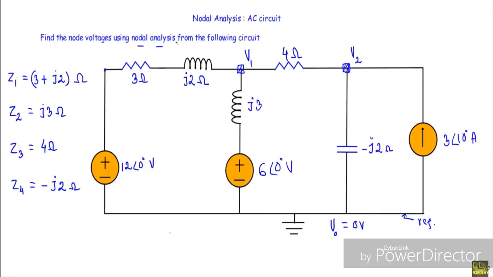All the currents at node number 1 will be unknown currents because there is no current source connected at node number 1. So the current in this branch will be equal to V1 minus 12 phase angle 0 degree over Z1. The current in this branch will be V1 minus 6 phase angle 0 degree over j3 or Z2, and the current in this direction, outgoing, will be equal to V1 minus V2 over 4 ohms or Z3.